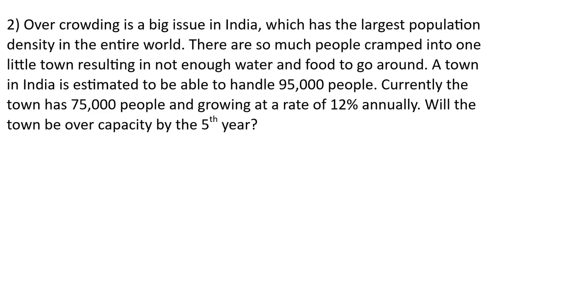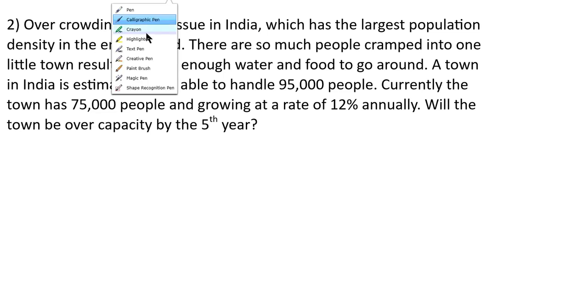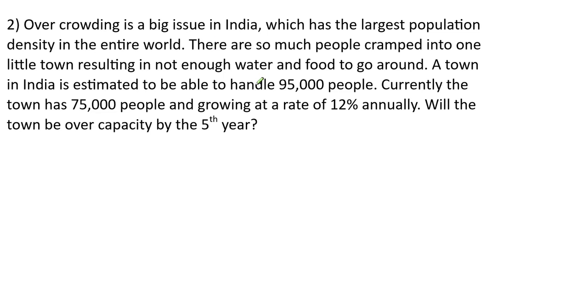So here we have number 2. Overcrowding is a big issue in India, which has the largest population density in the entire world. There are so many people cramped into one little town, resulting in not enough water and food to go around. A town in India is estimated to be able to handle 95,000 people. That's their capacity. And notice I'm not highlighting it because it's not a starting value. Currently, a town has 75,000 people. There's our starting value. And it's growing, so we're going to be adding again, at a rate of 12% annually.